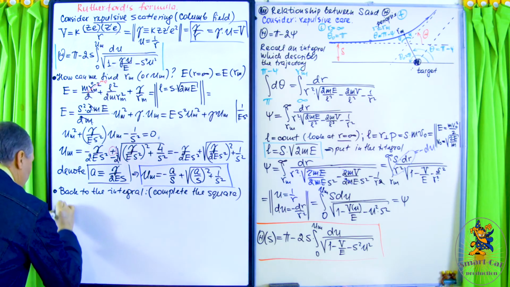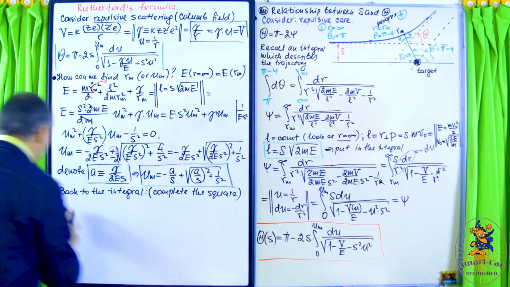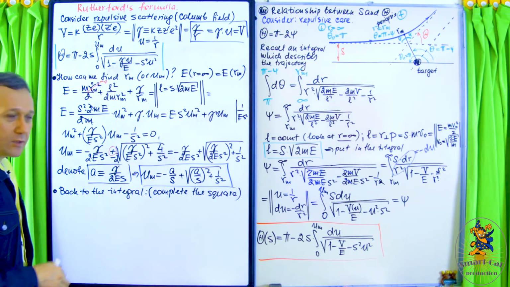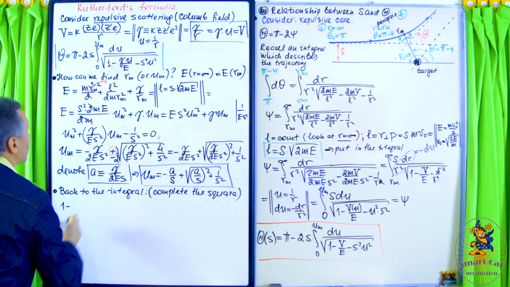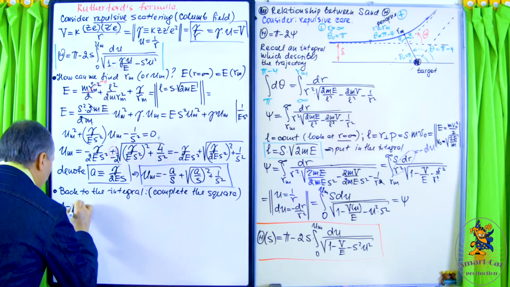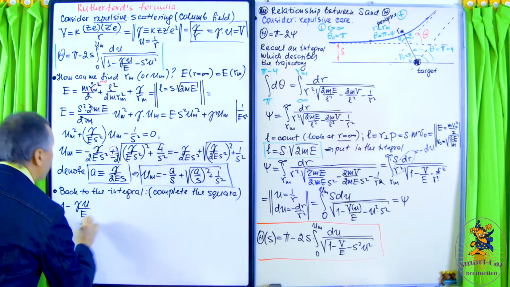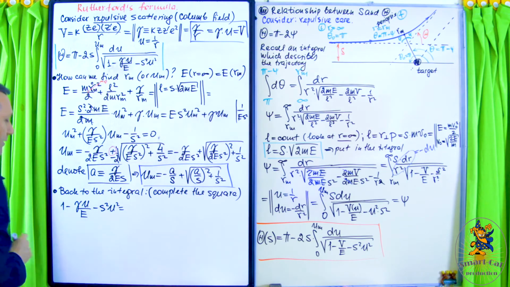Right. So, without the square root. Let me complete it without the square root, and then of course I can put that square root on top of it. So it will be 1 minus gamma u over e, and then minus s squared u squared. Okay, so let me start rewriting it.